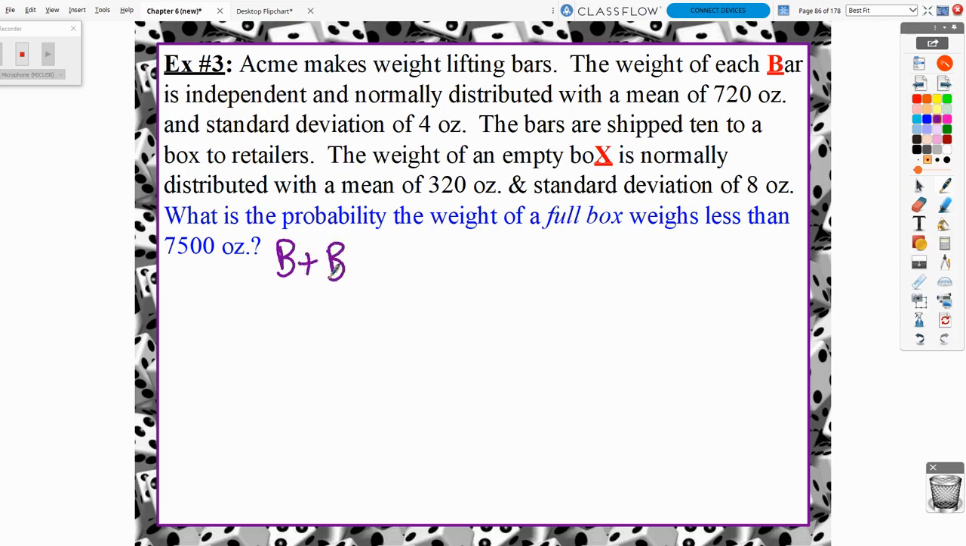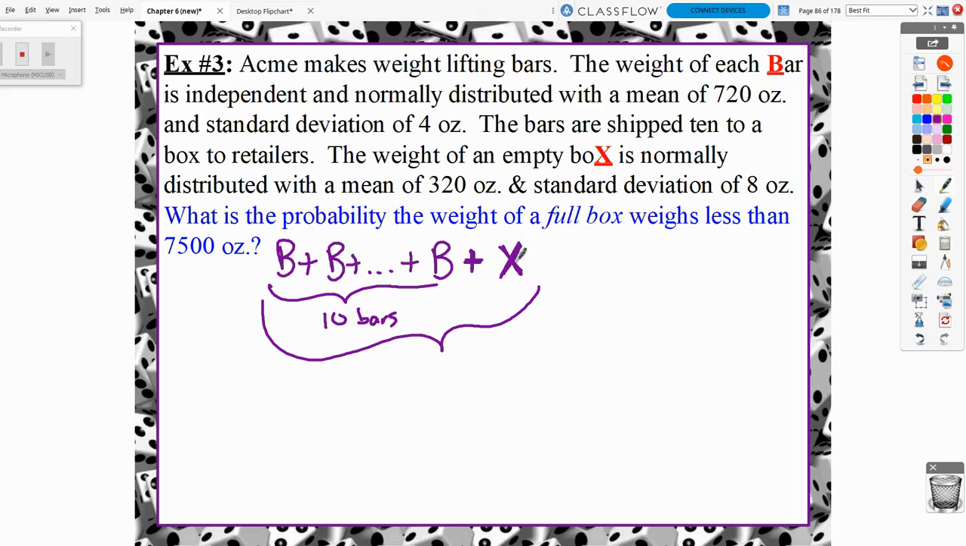So let's get our 10 bars. Bar plus. Now, I'm going to do this. I'm not going to write out 10 Bs. I'm going to pretend like, hey, look, I wrote out 10 bars. This represents 10 bars. And with those 10 bars, they get put in a box, which I said, let's call the box X. So now 10 bars plus an X for a box, this represents a full box.